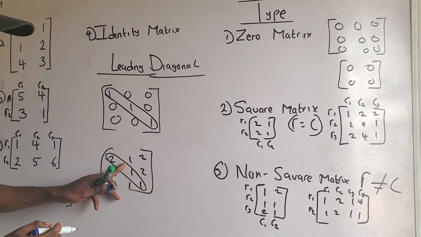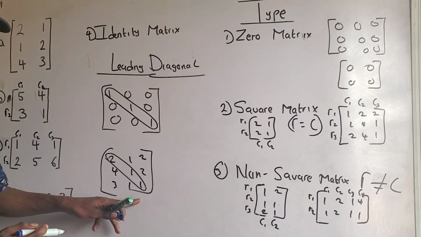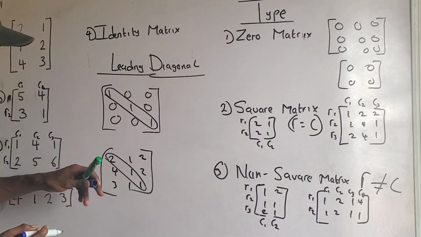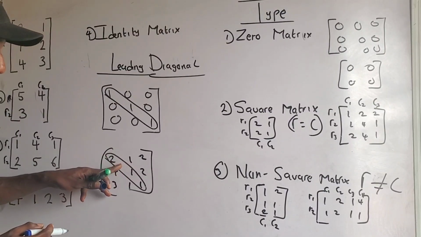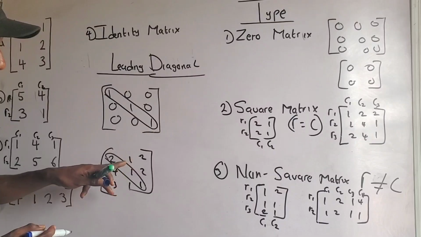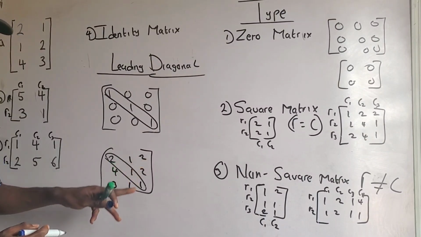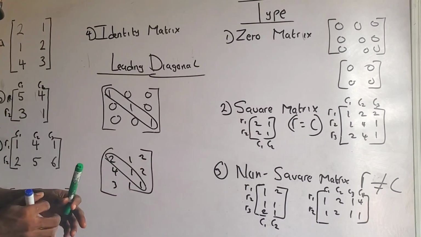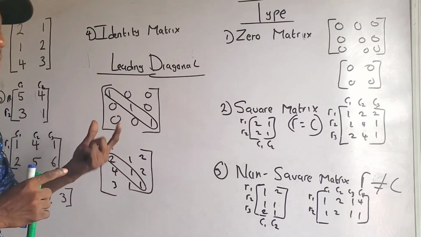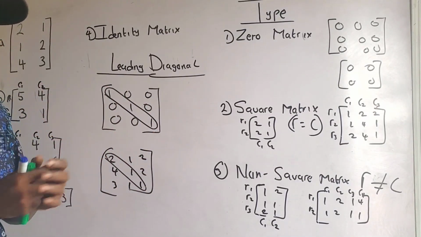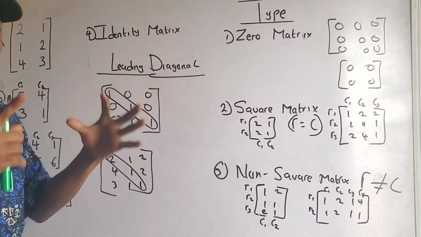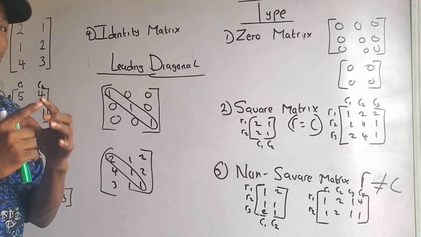So, this is the leading diagonal. This kind of matrix that you see here cannot be regarded as an identity matrix. You understand? Because even though we have a leading diagonal here, the elements outside the leading diagonal are not zeros. So an identity matrix is a matrix that has all other elements as 0 except the elements in the leading diagonal. The elements in the leading diagonal must be 1, while other elements are 0, for us to call that matrix an identity matrix.